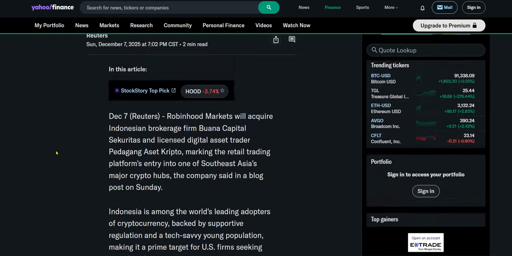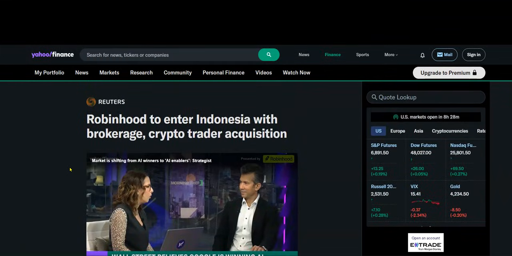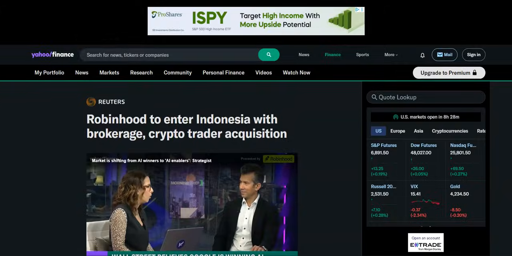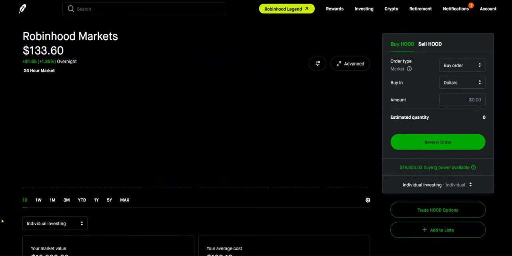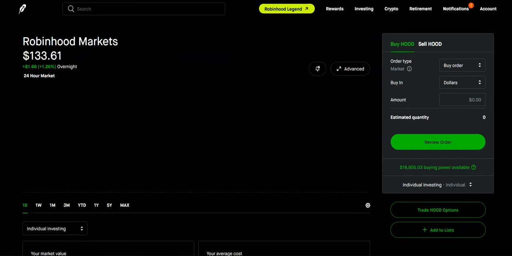So this is what Robinhood just acquired. Will it make the stock go up? Don't know, but I think overall Robinhood is poised to go up. So that's why I bought some more. All right, dealing with that.